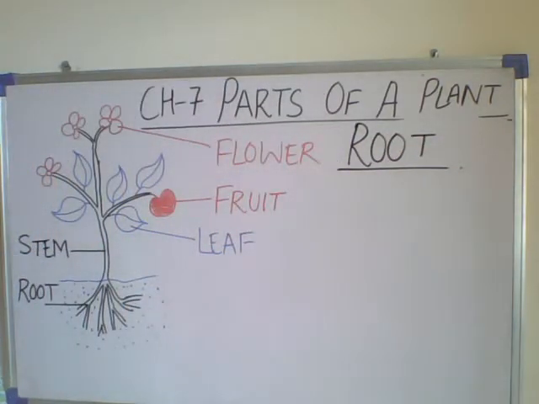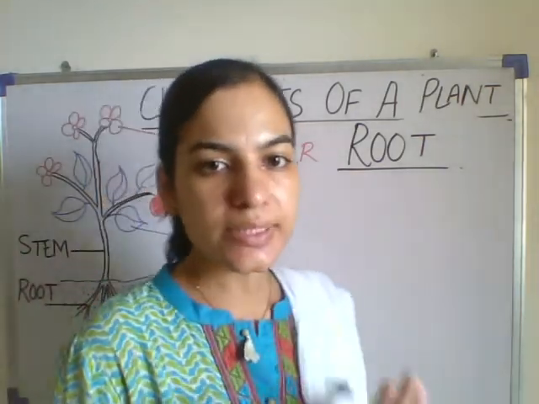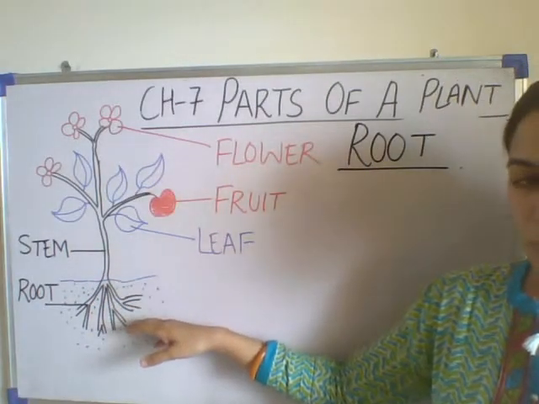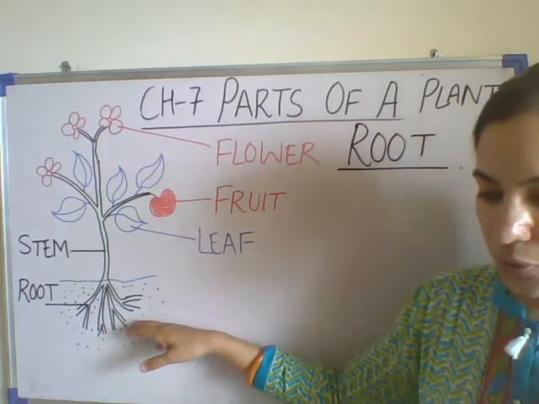The part of a plant that grows below the ground is called root. So what is the root? Root is a part of a plant that grows below the ground.